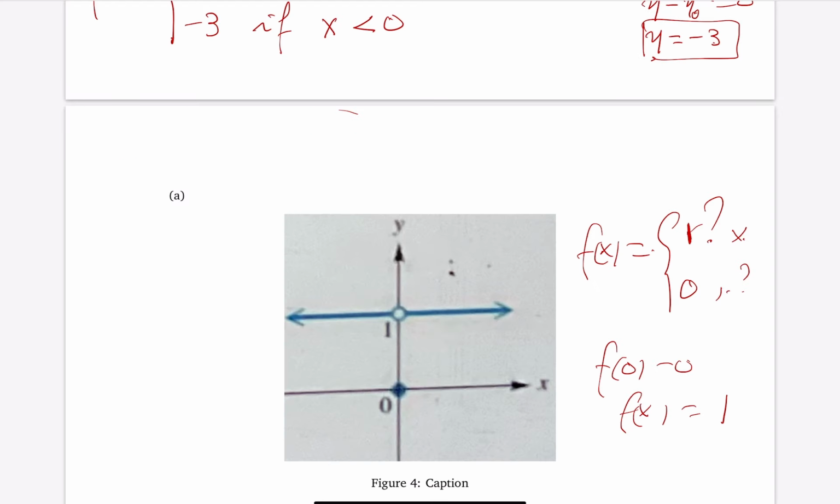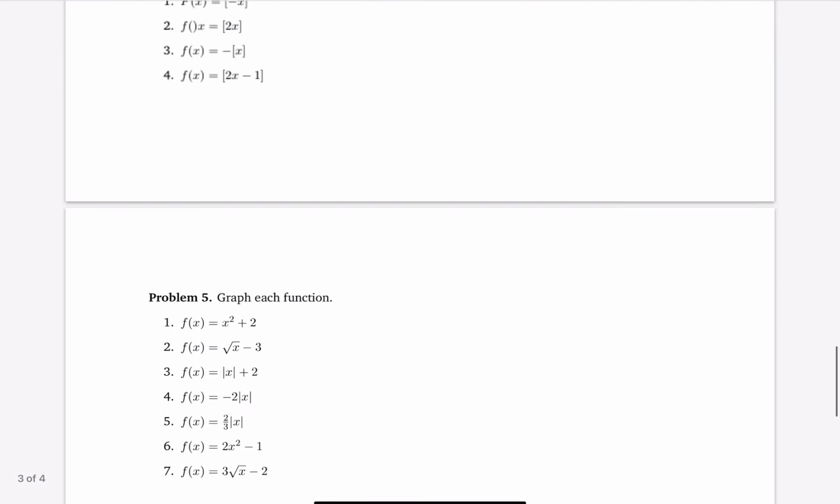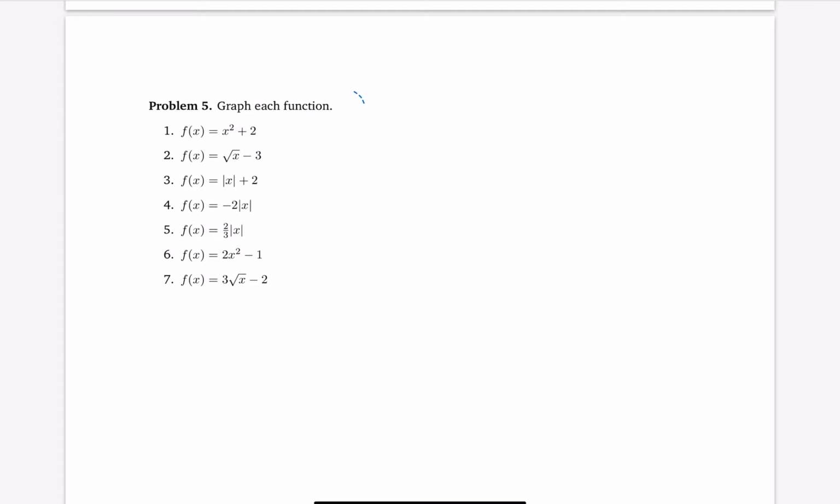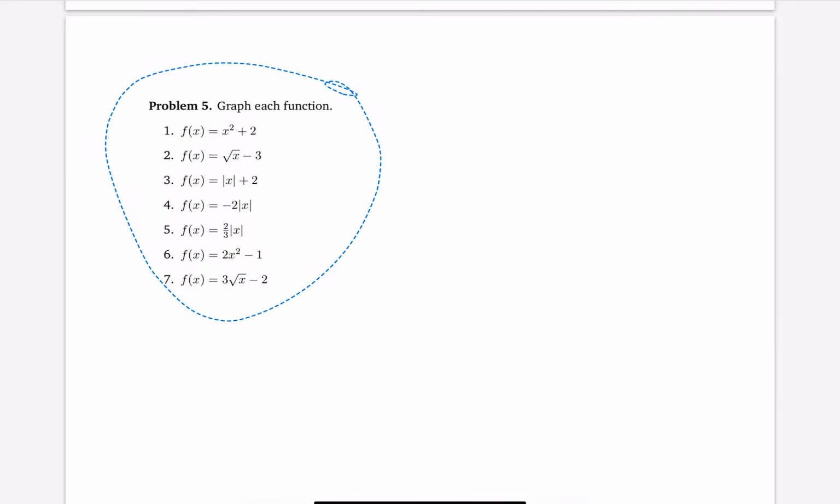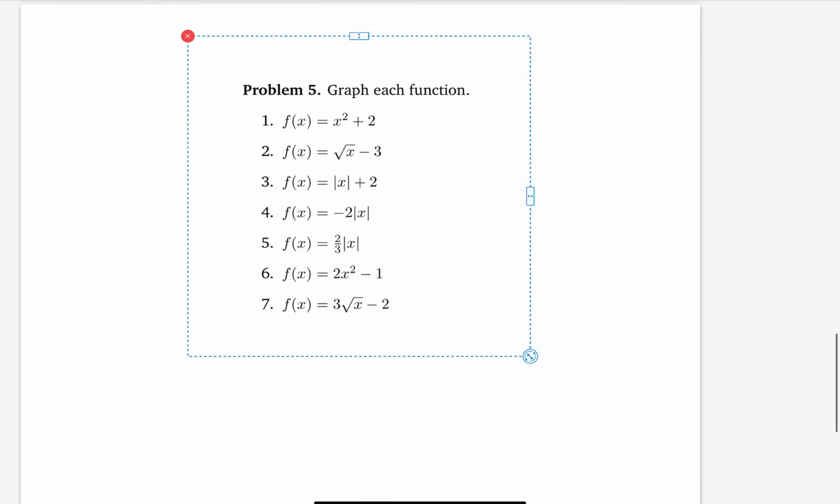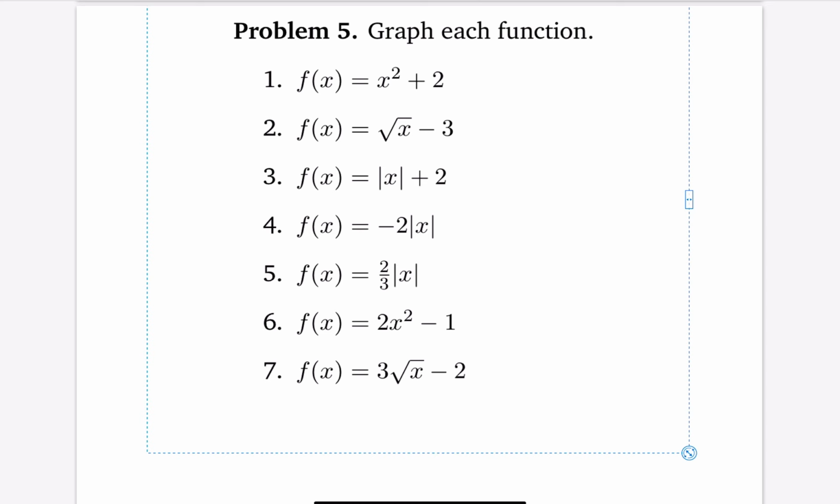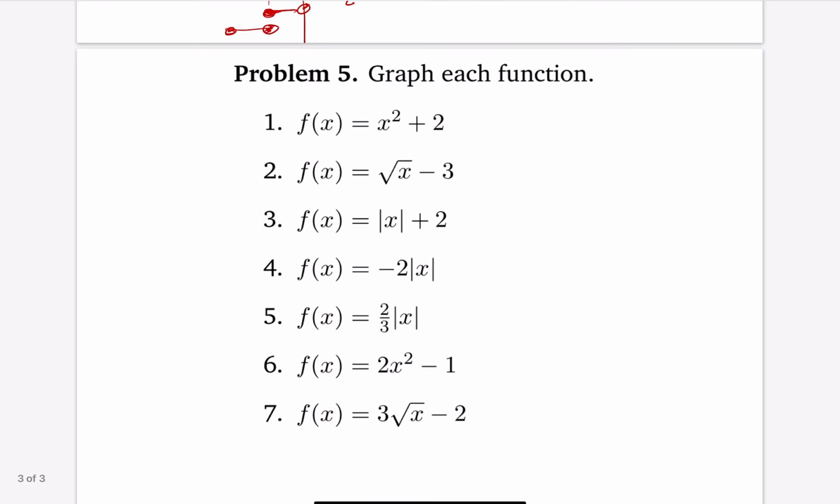Now let me do this one. Let me do problem number 5. Let me copy number 5. Okay, if we check number 5 here, just like I told you, number 5 is right here. Okay, let's see number 1.